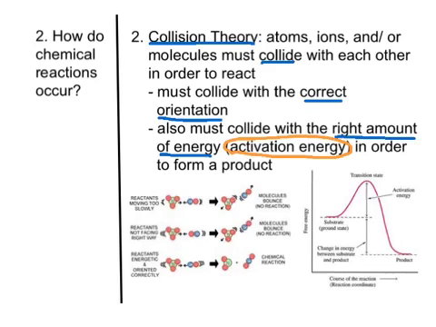So down here in this picture, these are some scenarios. We have reactants moving too slowly. If they move too slowly, they're just going to bounce right off each other, and they're not going to make a chemical reaction.